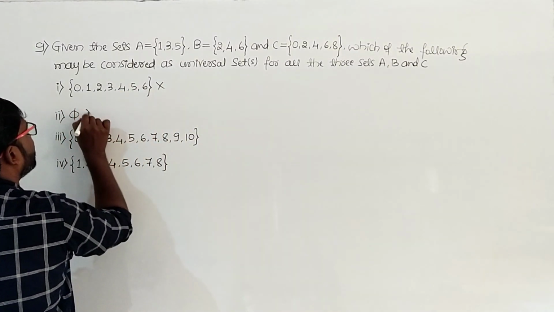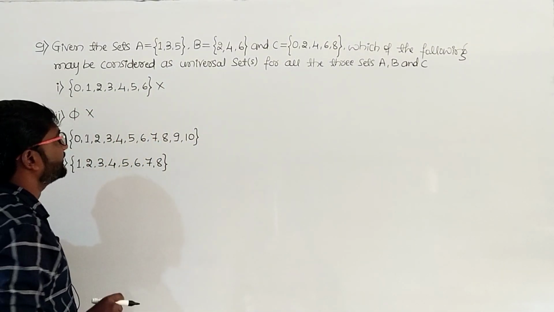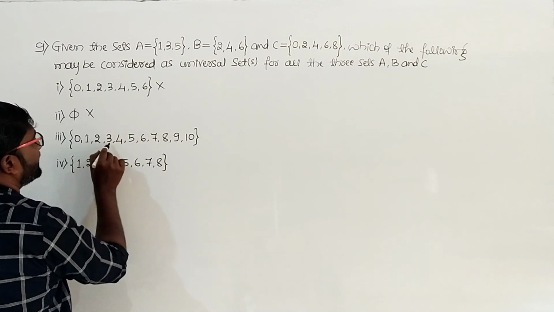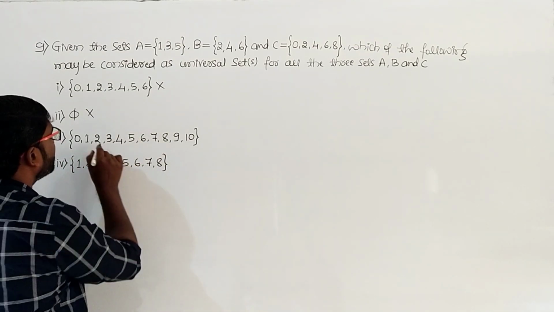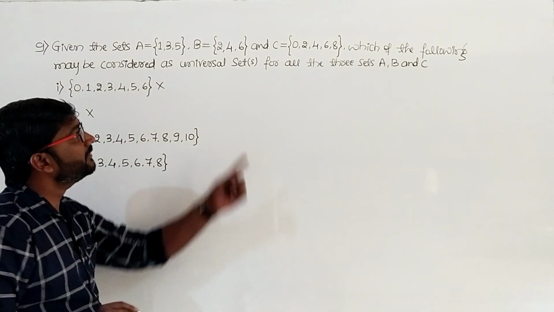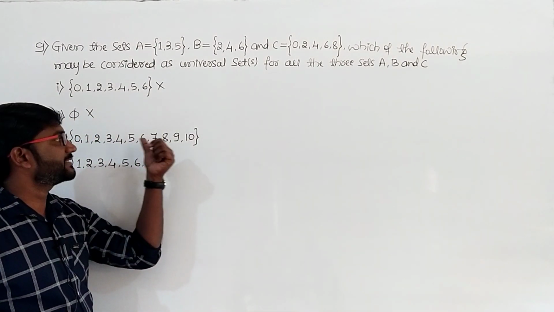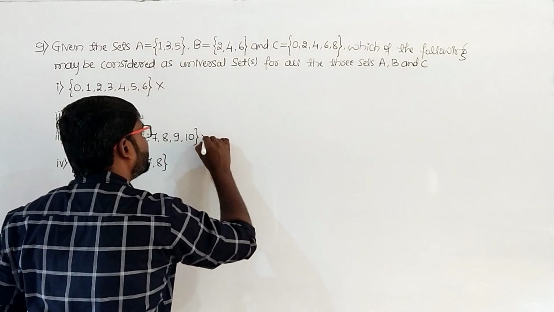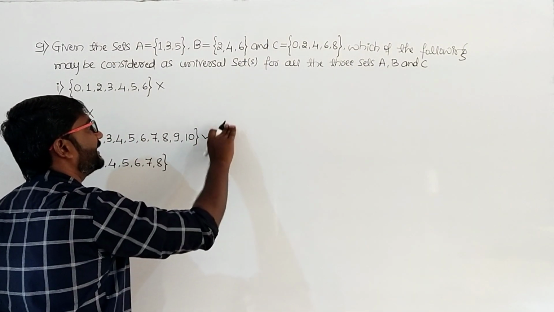And obviously an empty set is not the universal set. So here 1, 3, 5, yes, they are there. And then 2, 4, 6, and then 0, 2, 4, 6, 8. All the 5 elements are there in this set. So that means this will be the answer for the 9th one.